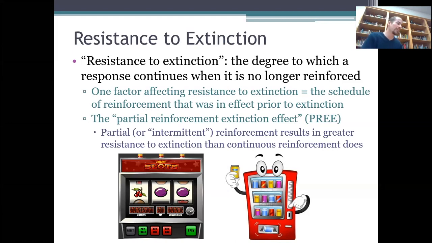And so what I want to do for the rest of the day here is just summarize a few of the explanations that psychologists have come up with for why this is a thing. Why do we have this partial reinforcement extinction effect?